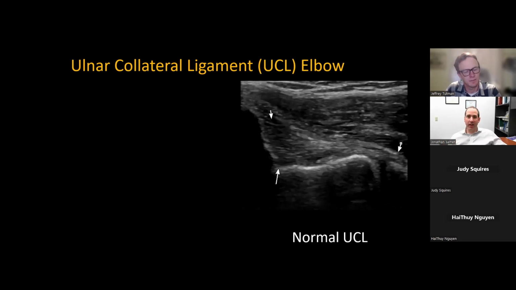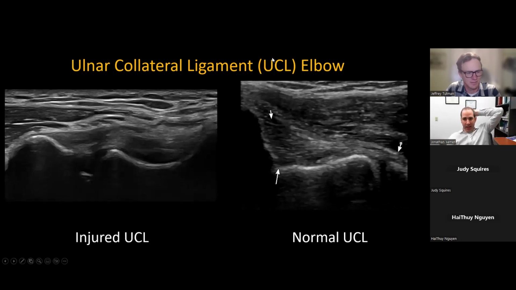So what you're seeing here is you're putting the probe basically in longitudinal along the medial elbow. This is superior, this is inferior. So what you're seeing is the medial epicondyle. This is the distal humerus here. This is the joint line, right? And so you can tell it's a fan-shaped ligament, beautifully you can see it. And it tapers, crosses the joint and attaches to the sublime tubercle of the ulna.